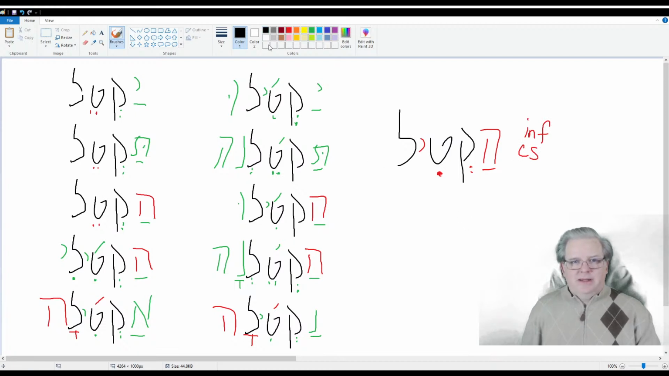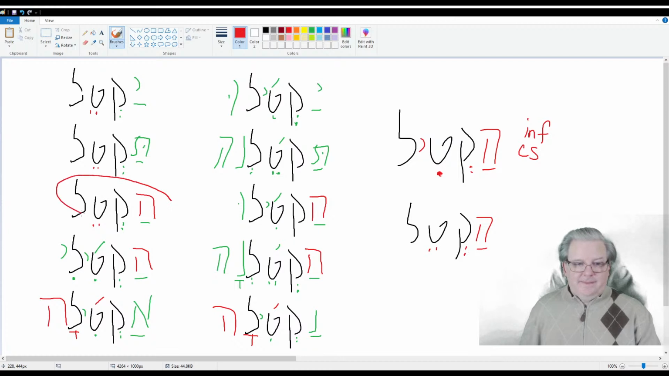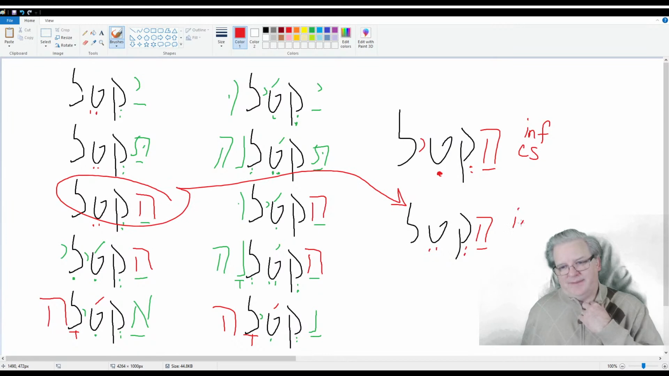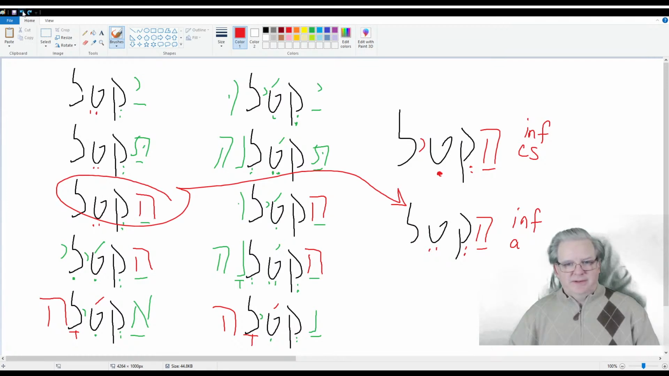And for the infinitive absolute, you get the short form. I'm going to check to make sure this isn't on my head. All right, good. It's still going to have the hey prefix, and this one's going to look like the imperative masculine singular. But that's the infinitive absolute. I think that infinitive construct, infinitive absolute, is the most difficult thing in the conjugation. The rest of it is just slight adjustments, right?